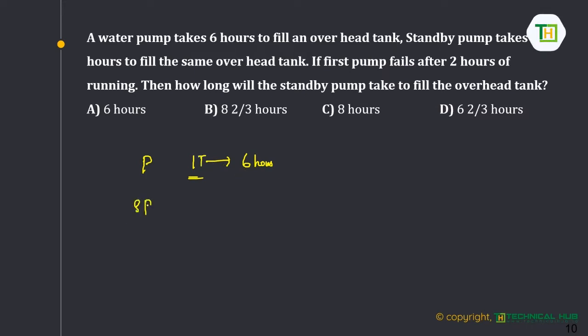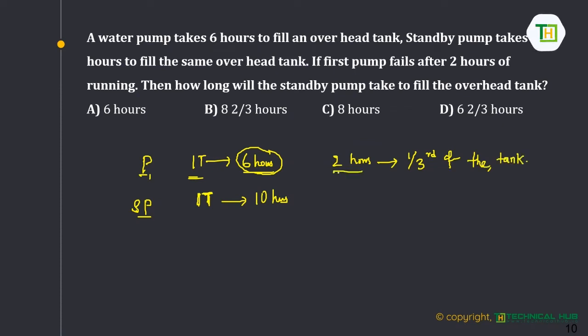Another standby pump is there, which will take 10 hours to fill the same one tank. So that is the time taken by these two pumps. Pump one will take 6 hours to fill a tank, and the standby pump will take 10 hours to fill the same tank. Now the first pump fails after 2 hours of running. That means the first pump worked for 2 hours. If it works for 6 hours, it will complete one tank, but it worked for only 2 hours. So in those 2 hours, it can fill only 1/3 of the tank.